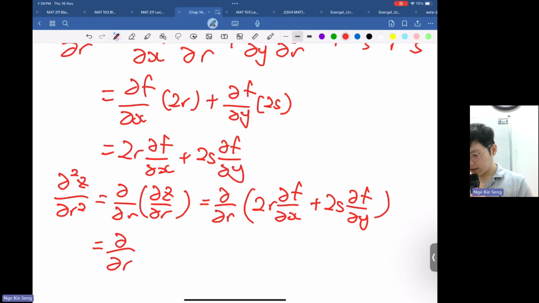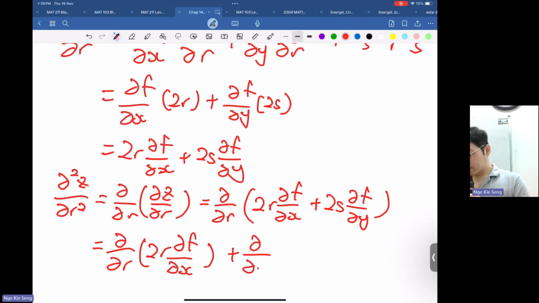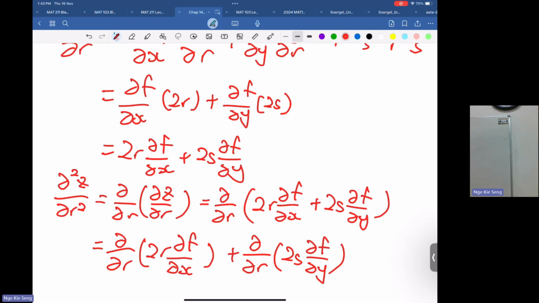So del over del r of 2r del f over del x, because the partial derivative is linear, so I can write like this. All the derivatives should be linear. It's linear, so that's why it's also a linearization. It's very linear, all the linear property.